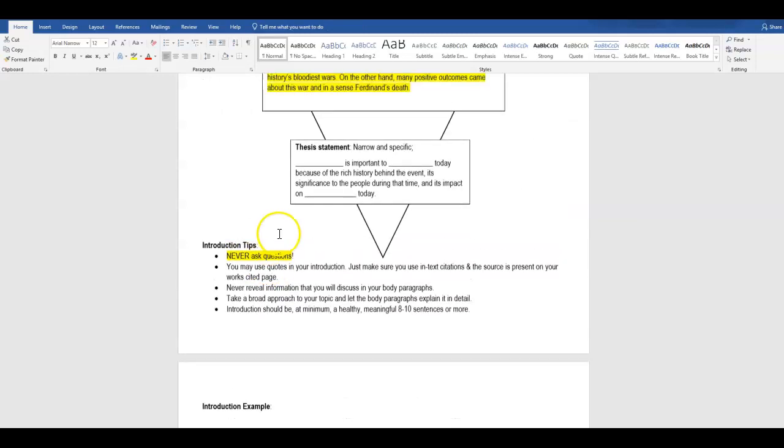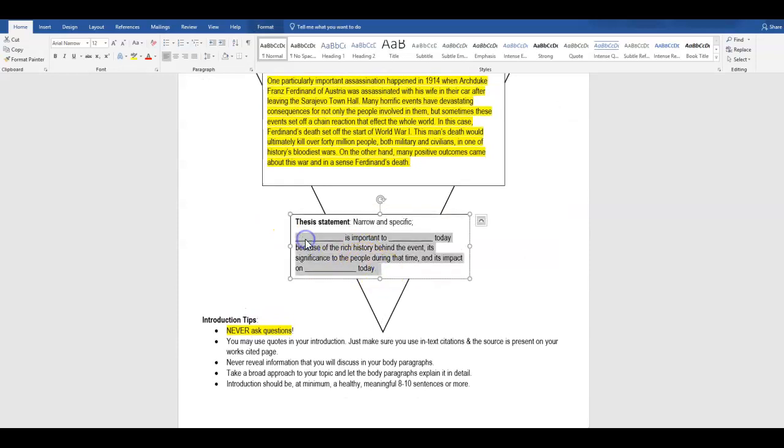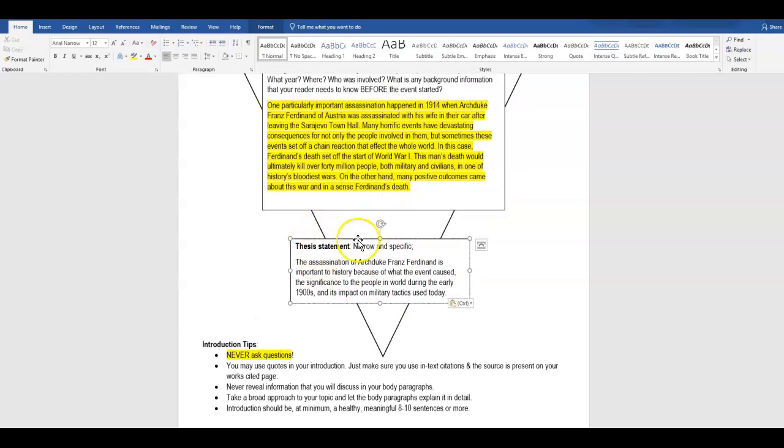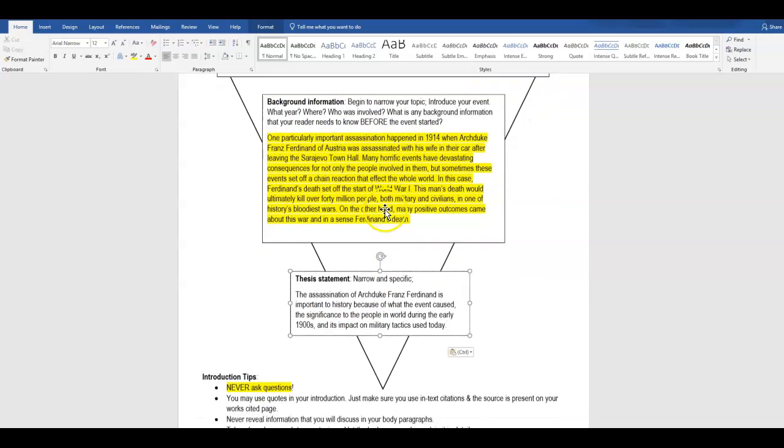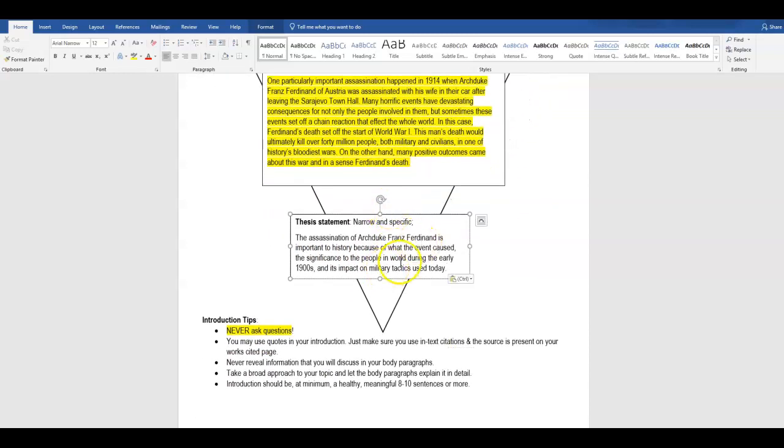Again, your thesis statement is your last sentence of the paragraph. Don't add anything after this. Anything that goes anywhere with this should be before it in the background information. So really think about before you add something to this, it should go up here and not in the thesis statement in general. Please make sure that you have followed exactly what I have as your thesis statement, only filling in those blanks where you need information.